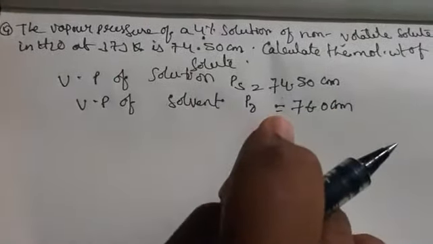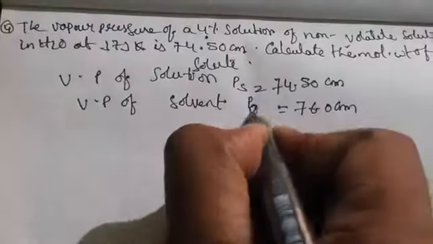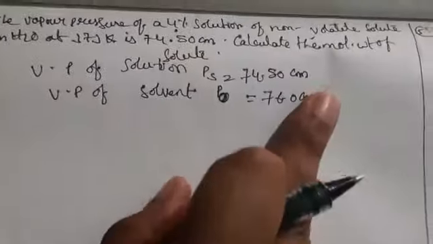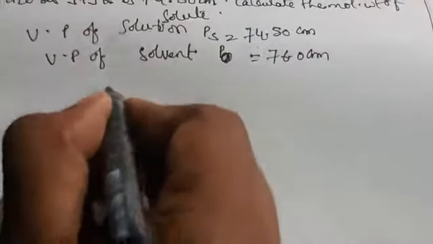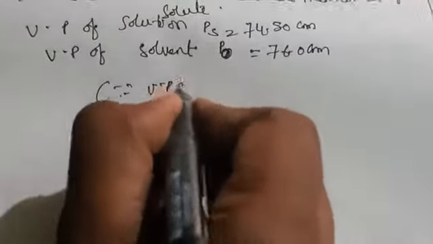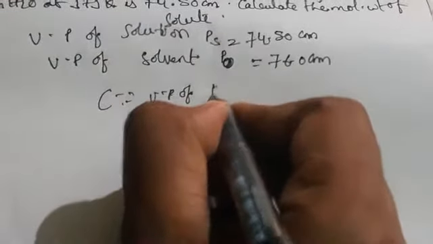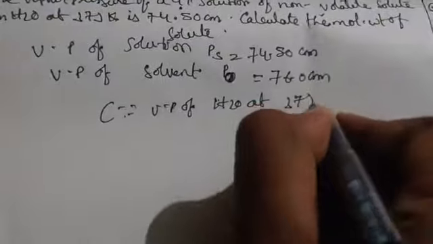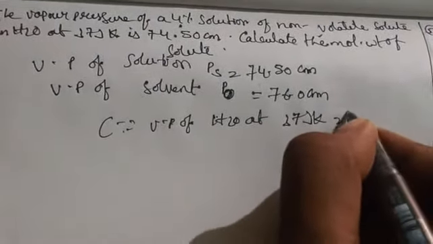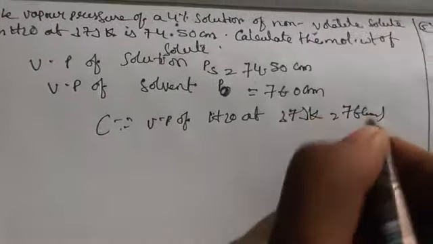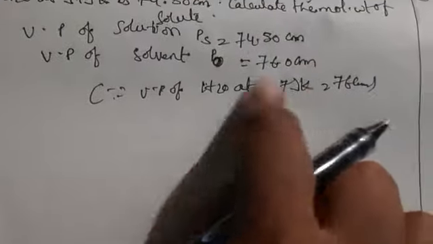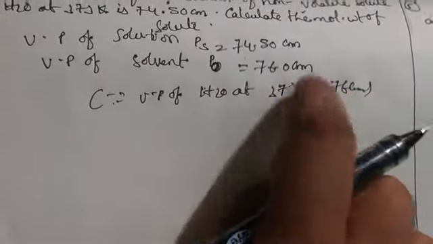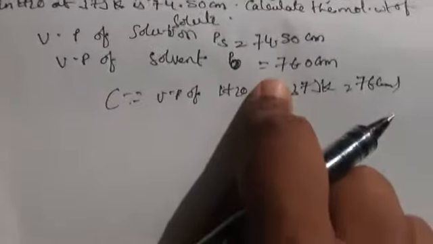How have we got this? I will say P naught is 76.0 centimeter. Now if you take the vapor pressure of H2O at 373 Kelvin, it is equal to 76 centimeter. So at 373 Kelvin the vapor pressure of H2O is a constant value for H2O. So that is the value we have written here.